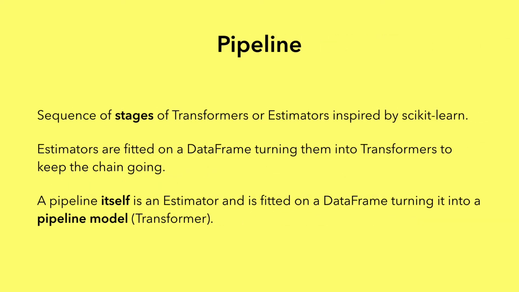The power lies in pipelines in ML. Transformers and estimators can be chained together in a sequence of stages, which a data frame can be passed through. However, since an estimator returns a model and not a transformer, estimators are fitted on a data frame beforehand to turn them into transformers. A pipeline itself is an estimator and is fitted on a data frame, turning it into a pipeline model.